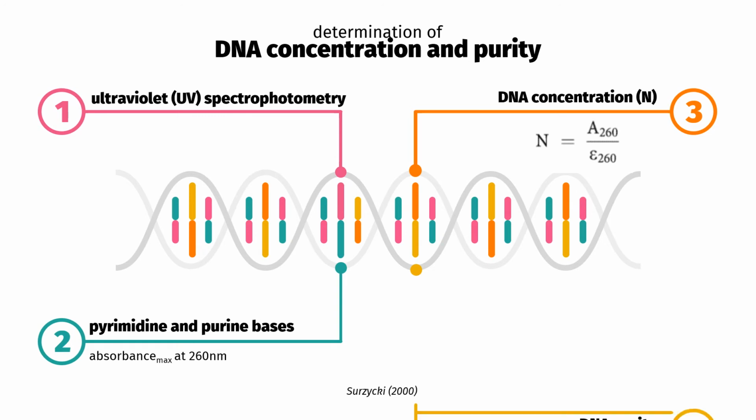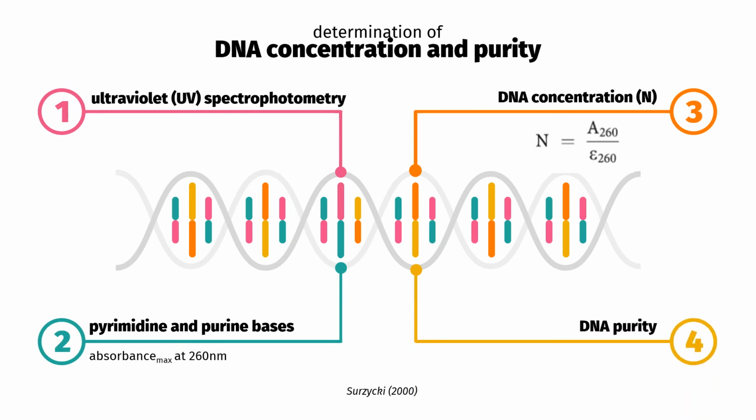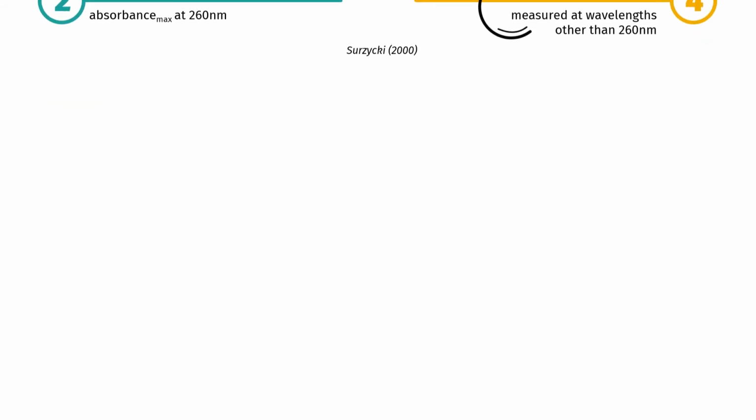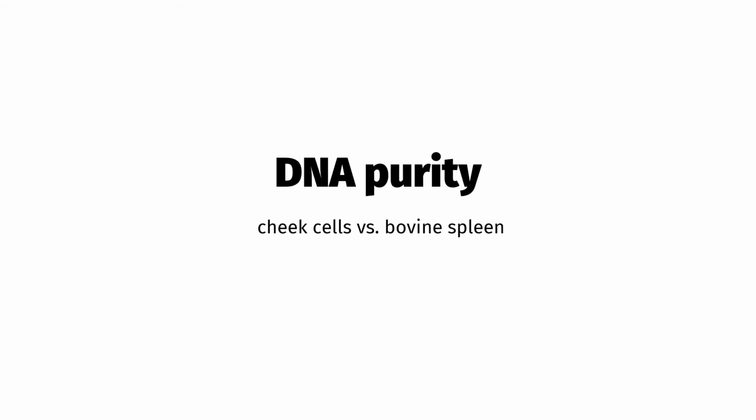On the other hand, DNA purity is determined by measuring absorbance at wavelengths other than 260 nanometers. For example, the absorbance at 320 nanometers should give the degree of contamination of a DNA sample, since DNA does not absorb light at this wavelength, apart from light scattering. However, a UV spectrophotometer was not used in this experiment. Thus, another way of determining purity relatively is by comparing the methods and reagents used in the different protocols.